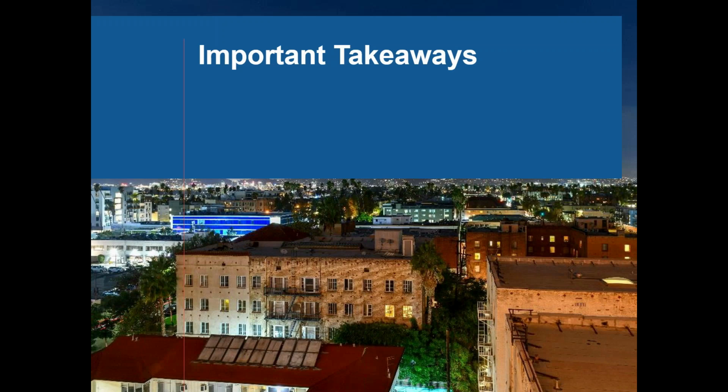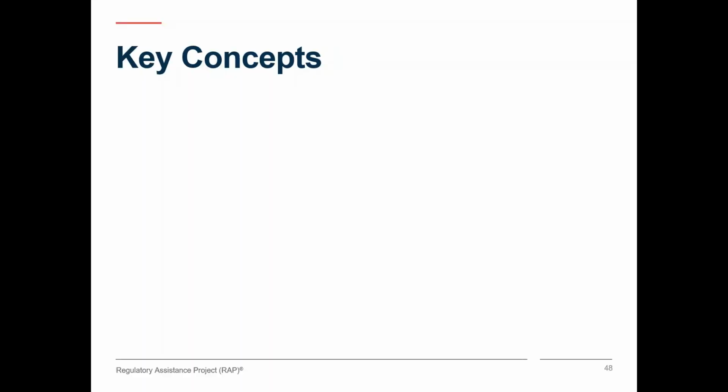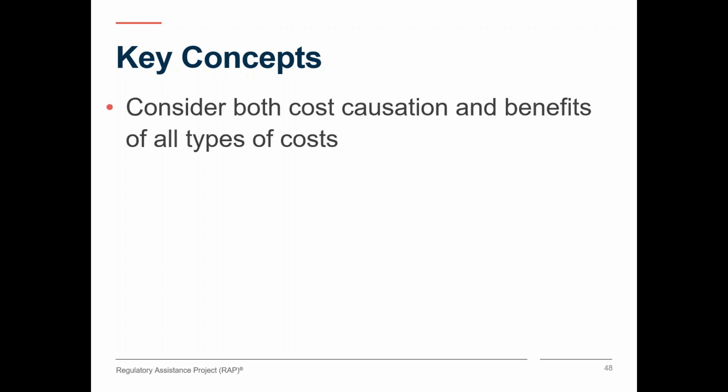There's a lot of important concepts and takeaways in the manual. We try to boil things down to 90 minutes, but it's going to take you longer than that to read the whole manual. There are some key concepts. First, consider both cost causation, why things were built, and current benefits, how they're used today.